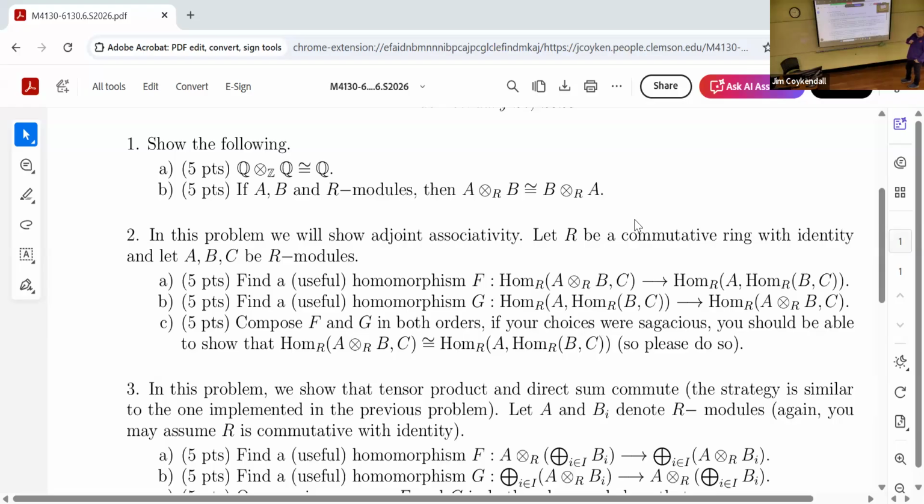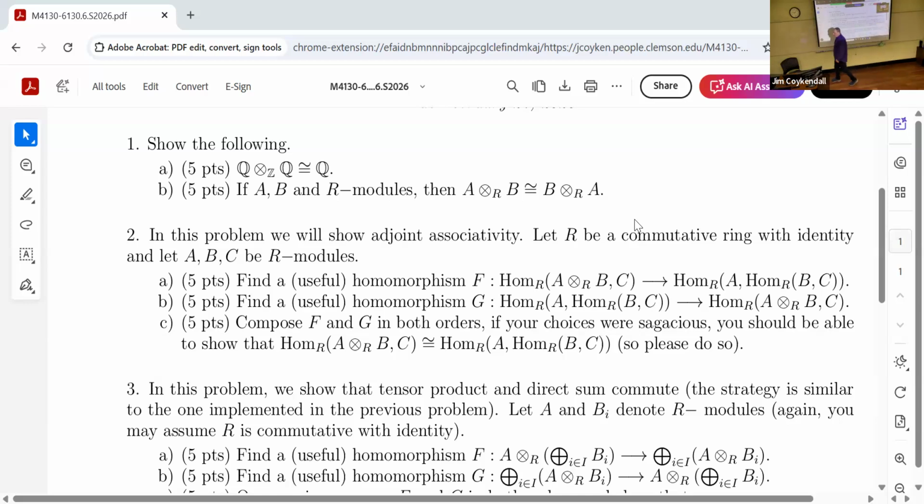I think I gave you this one in class last time, part A. So you probably want to verify to yourself that it's a homomorphism and so forth. Find one that goes the other way, and then compose F and G in both orders. If you make good choices, good life choices, you should be able to show that these two are isomorphic.